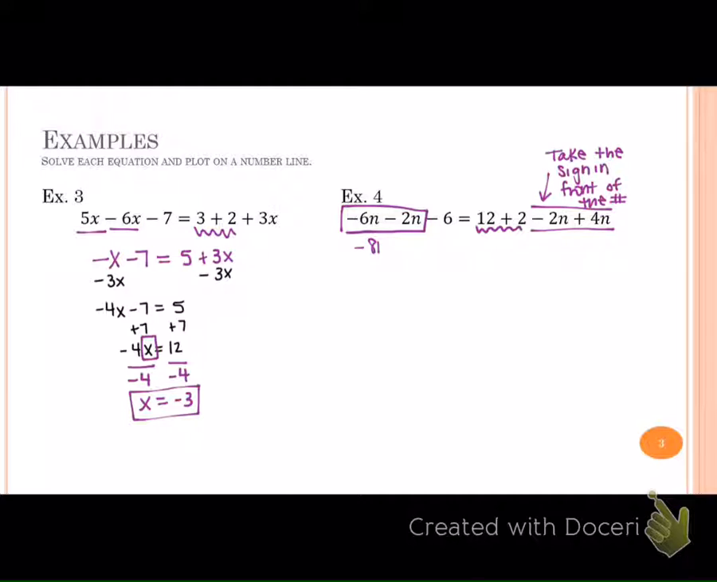So I have negative 8n minus 6, 14 plus 2n. Okay, Jen, our next goal is to get variables to one side and constants to the other. So what would you do?